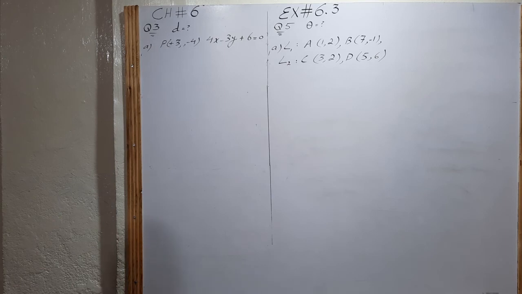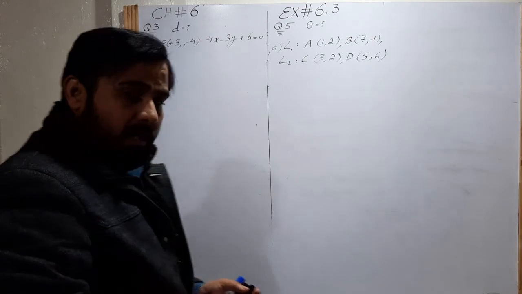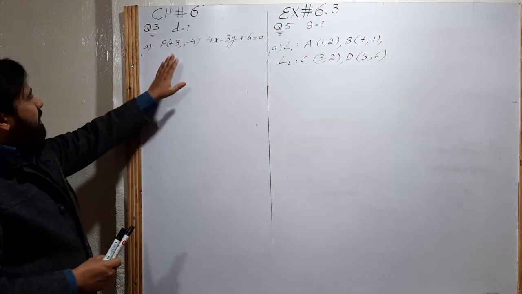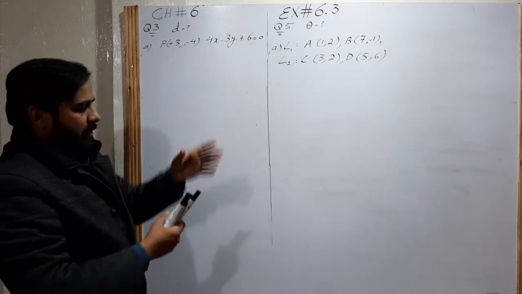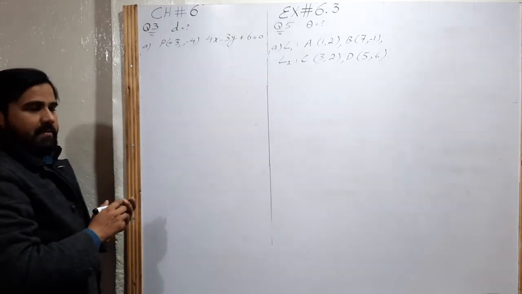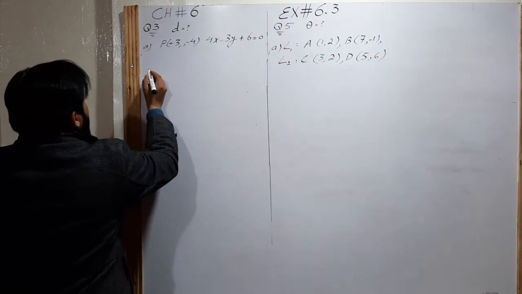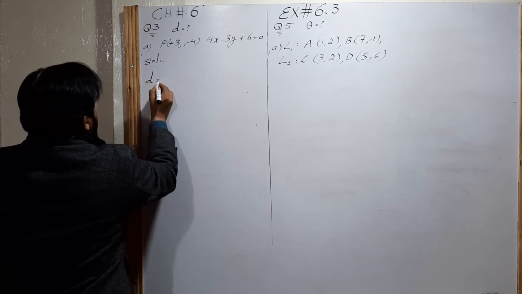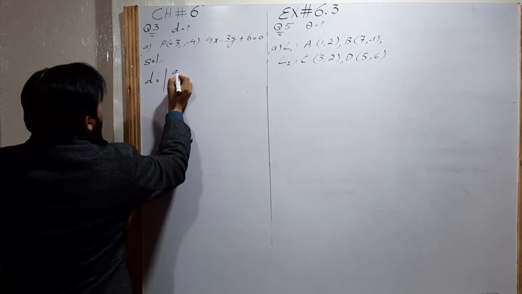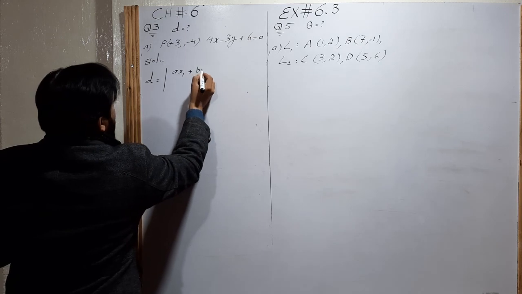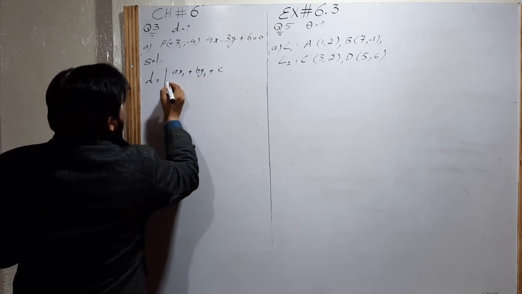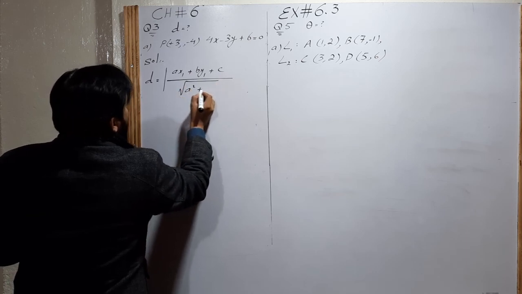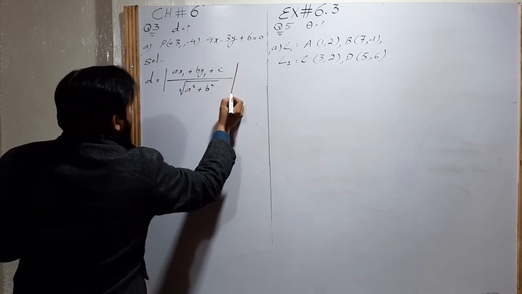Next question, question number 3. The question statement is to find the perpendicular distance of a point from a line. The point is given and the line is also given. How to find the distance of a point from a line? The formula in this case is: the distance of a point from a line is the absolute value of a x1 plus b y1 plus c, divided by the square root of a square plus b square.